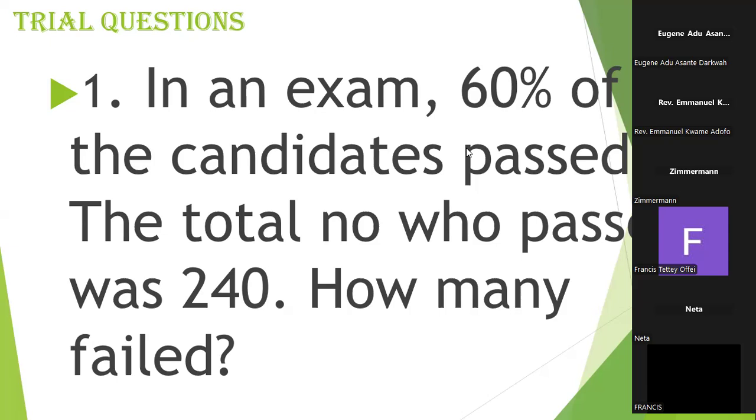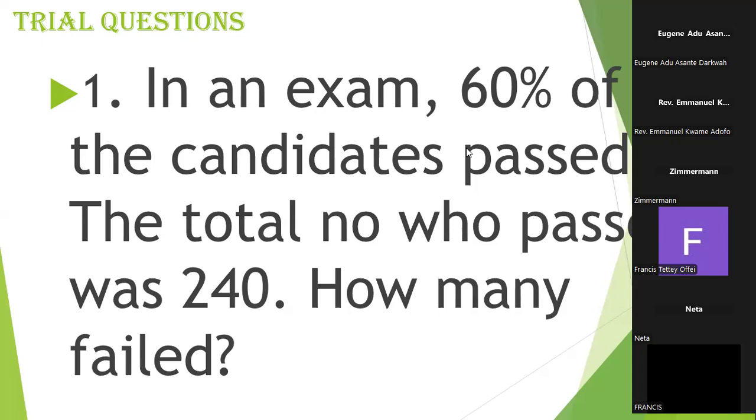Okay, so first we know that 60% passed, which means 40% failed. So 100 minus 60, that is the 40%. Now we know the total number who passed is 240. So the 60%, which is the 240, we divide by 100, so it's going to be 0.6 times the total. The 240 divided by the 0.6 is 400, which means in total 400 students took the exams.